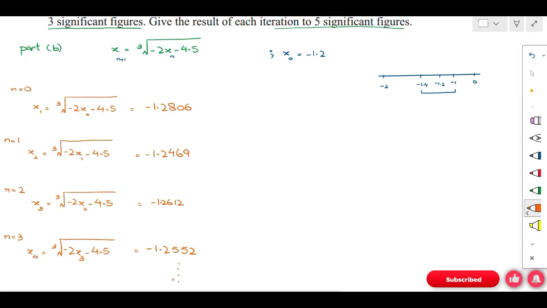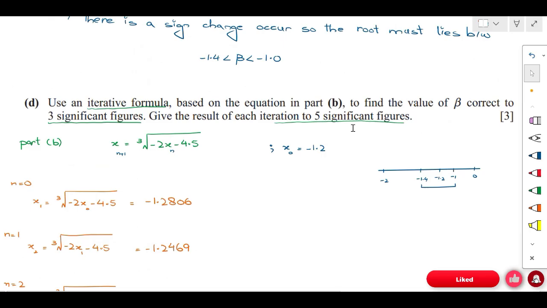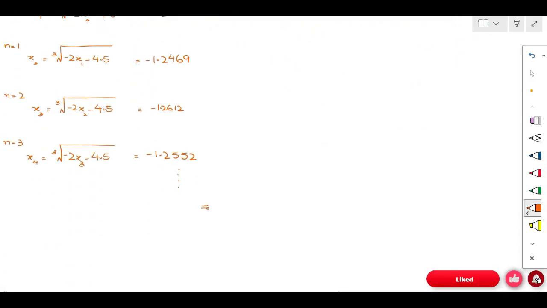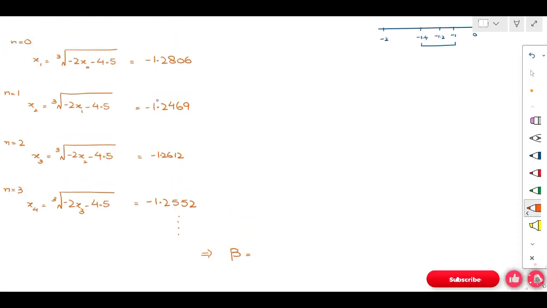Now we can guess what is the solution for beta up to 3 significant figures. What is the beta value? This implies the value of beta up to 3 significant figures would be negative 1.2 is constant, so we can write negative 1.2. These are the 2 significant figures. The third significant figure is 8, and the digits after it round off, so it is better to take 6. Yes, so this is the value of beta up to 3 significant figures.